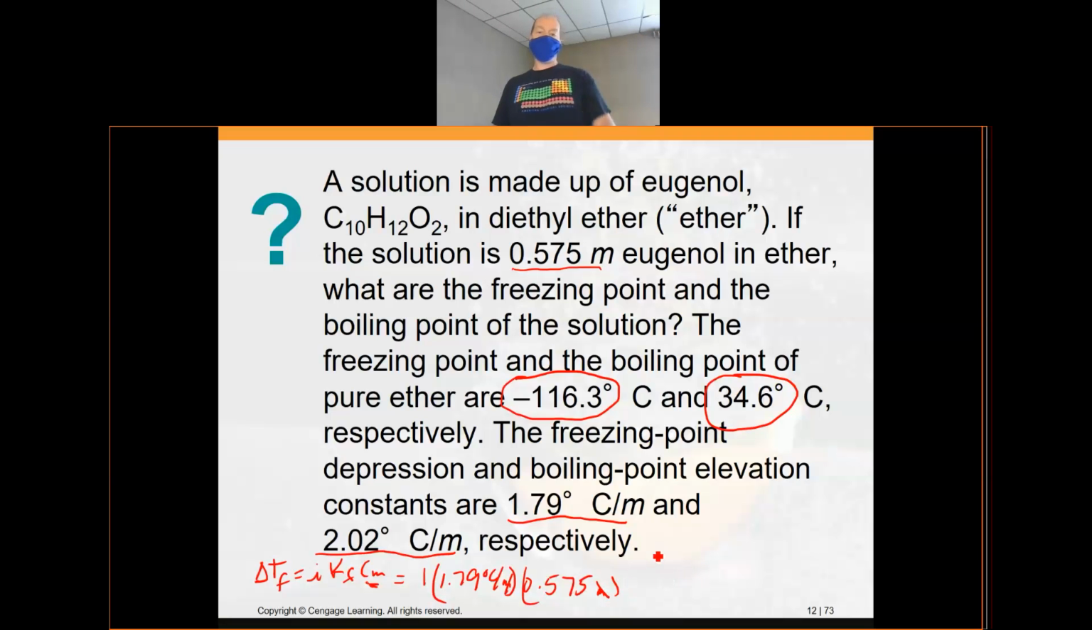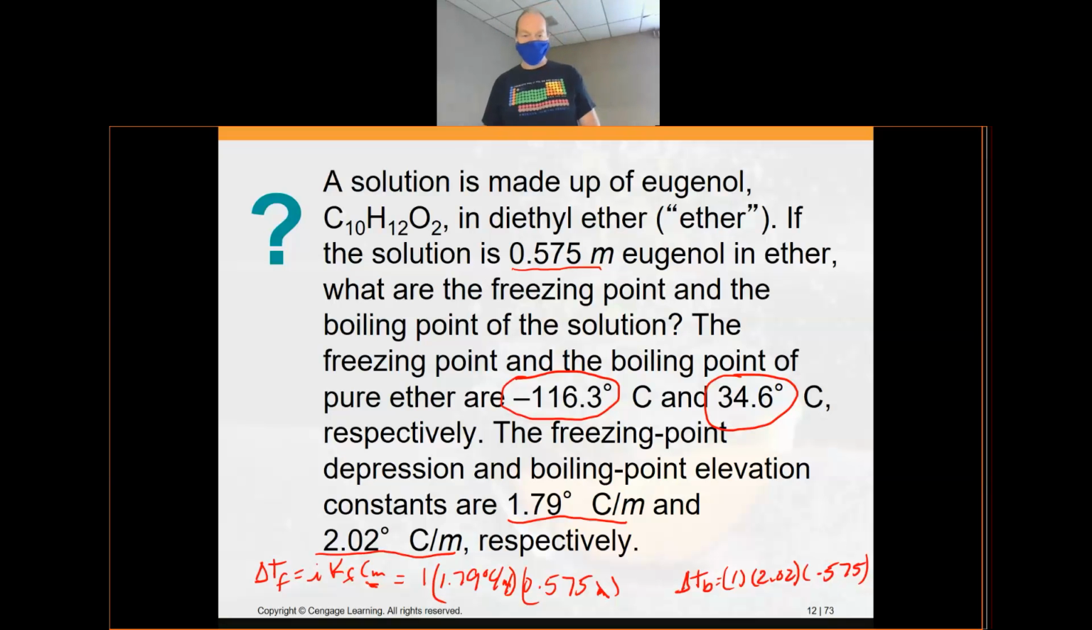Boiling point elevation, everything's exactly the same, except you put in your other constant, 2.02. So delta T sub B is your I, now it's your 2.02, and your molality is 0.575. And that's how much the boiling point is going to go up.